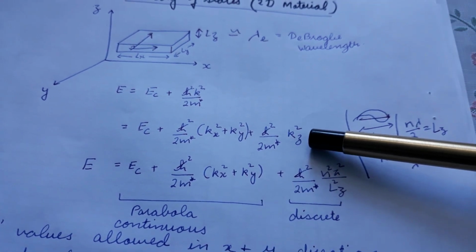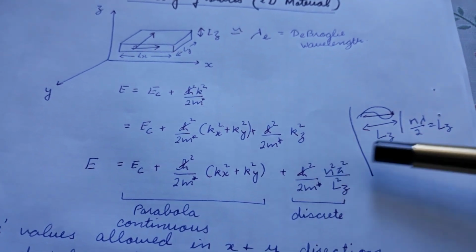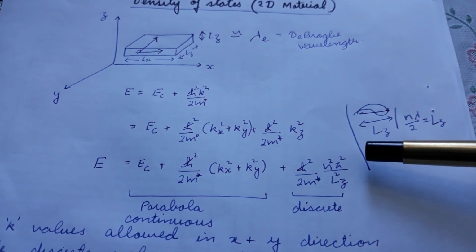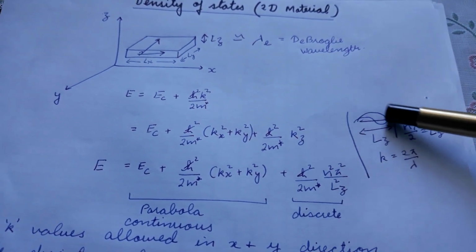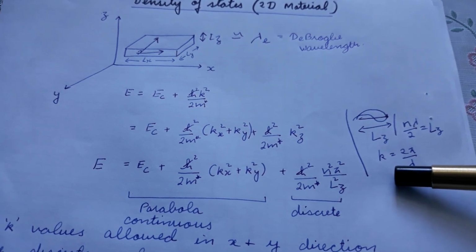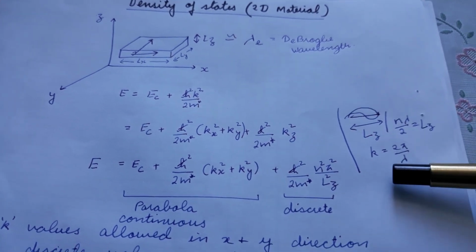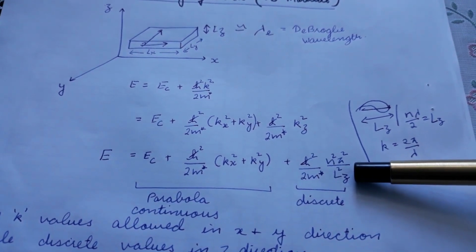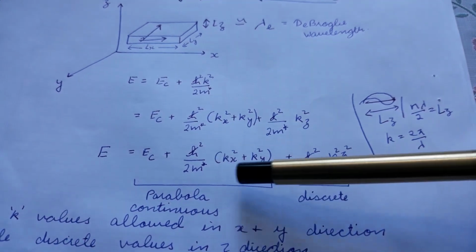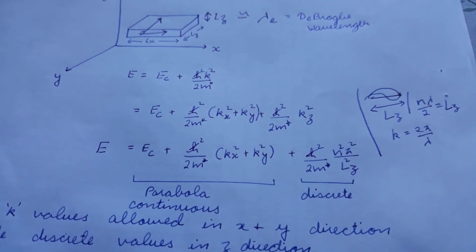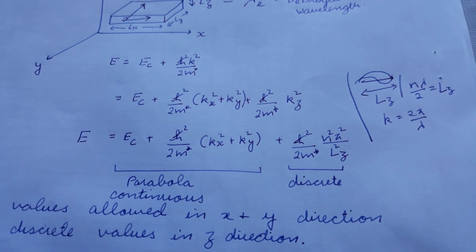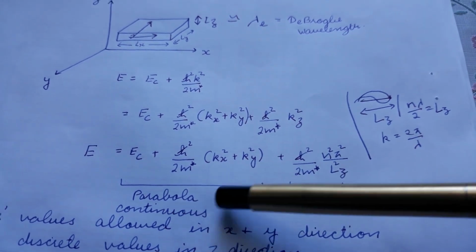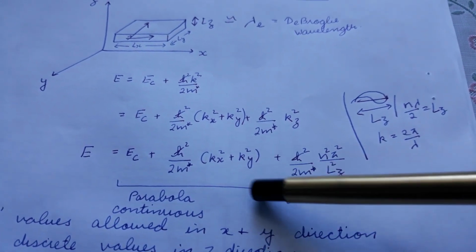Now, because energy quantization will be taking place in one of the directions, let us say in this case it is Lz direction, we already know that only certain wavelengths will be allowed in that direction because of the confinement effect, and because of that, kz will have some discrete values and kx and ky will have continuous values. So the energy spectrum in this case consists of overlapping subbands with the parabolic dispersion relation.